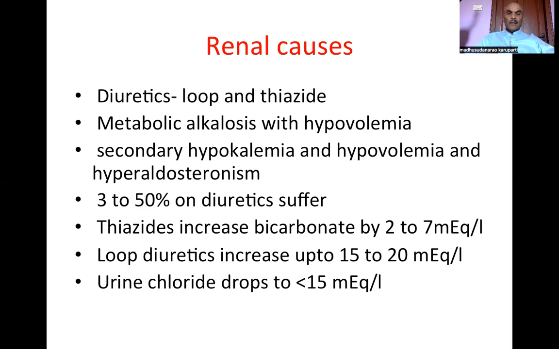Thiazides increase bicarbonate by 2 to 7 milliequivalents per liter, and loop diuretics increase serum bicarbonate by up to 15 to 20 milliequivalents per liter. In these conditions, urine chloride drops to less than 15 milliequivalents per liter.